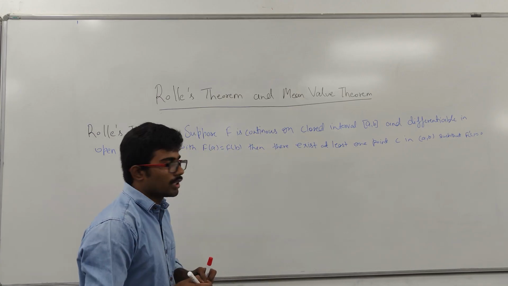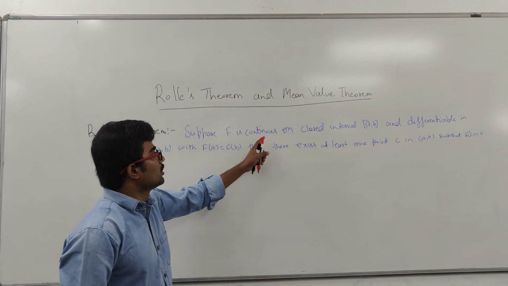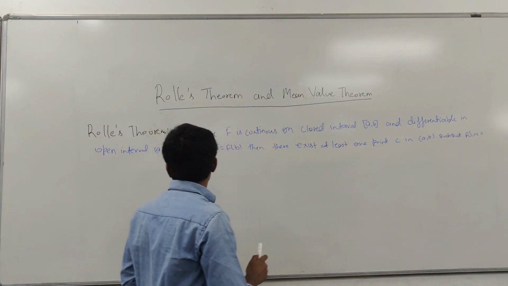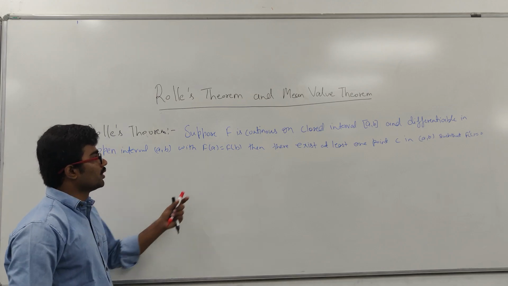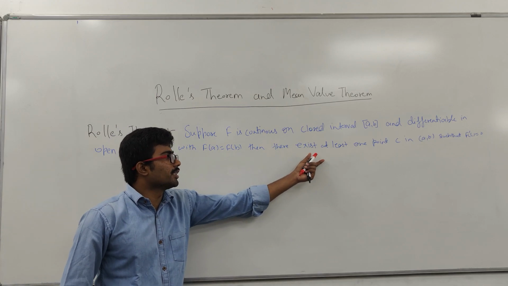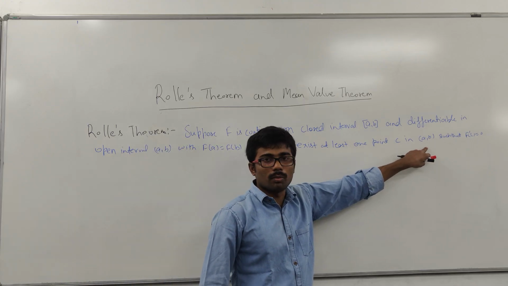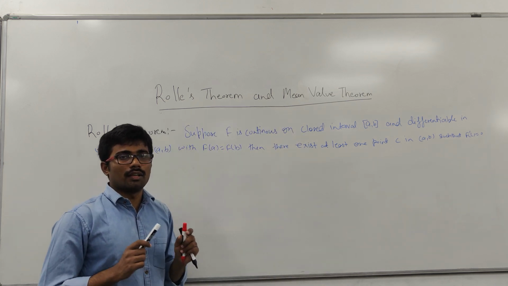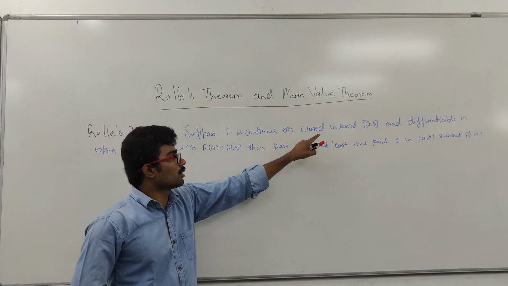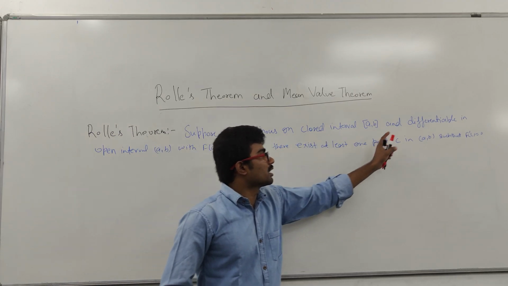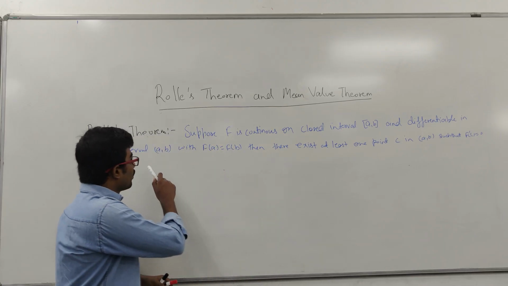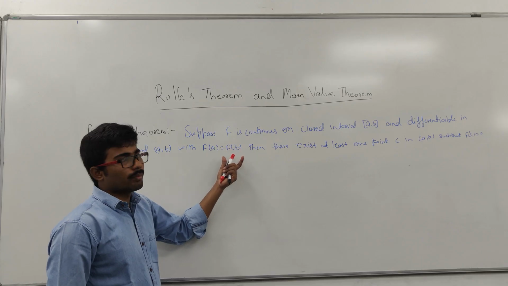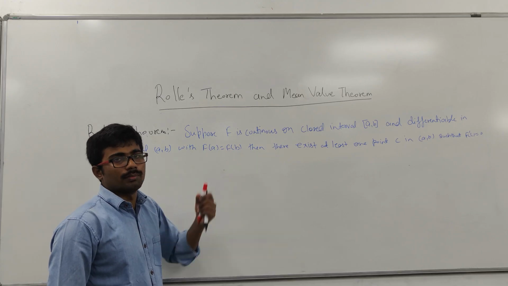So let us see this statement. Suppose f is continuous on closed interval a comma b and f is differentiable in open interval a comma b with f of a equals to f of b, then there exists at least one point c in open interval a comma b such that f dash c equals 0. So there are three conditions on f. First one is f must be continuous on closed interval a comma b. Second is f must be differentiable in open interval a comma b, and third is f of a equals to f of b. If any of conditions fail, then we cannot apply Rolle's theorem.